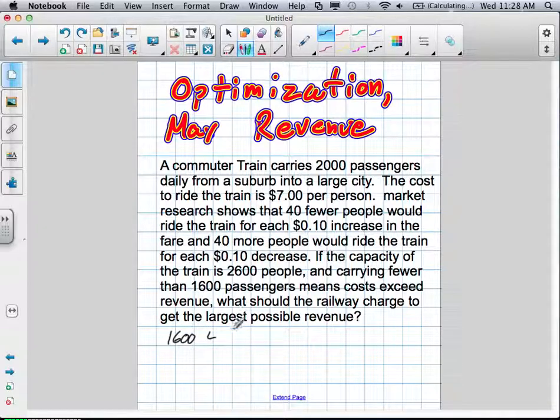So we know whatever we denote our thing is, let's say it's going to be X. It needs to be between 1,600, and the train at safety can only carry a max 2,600 people. Okay?